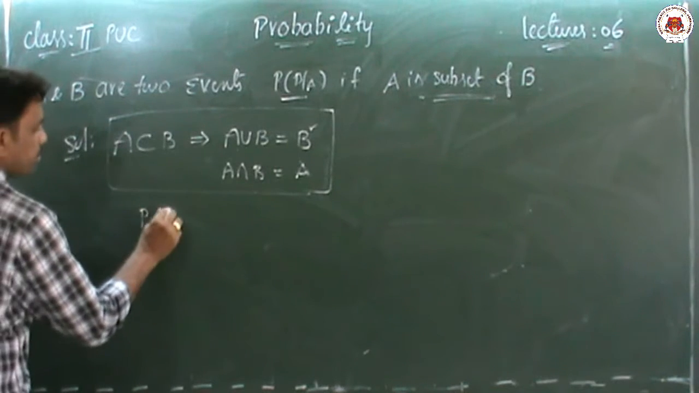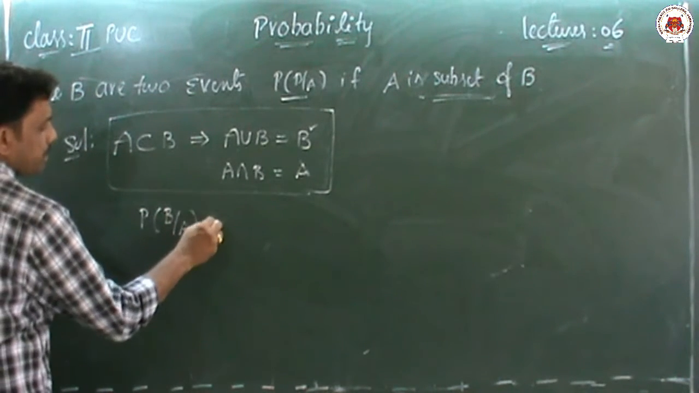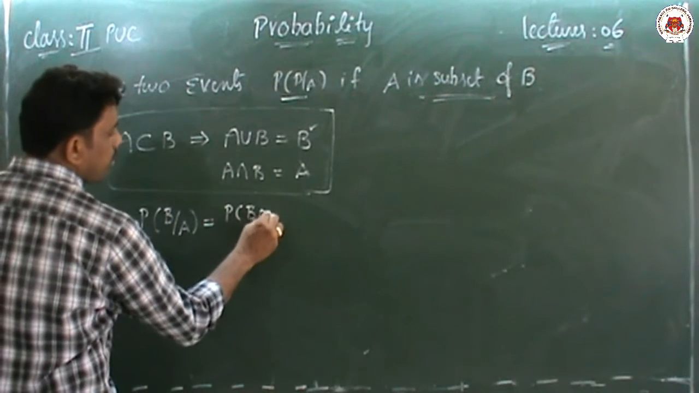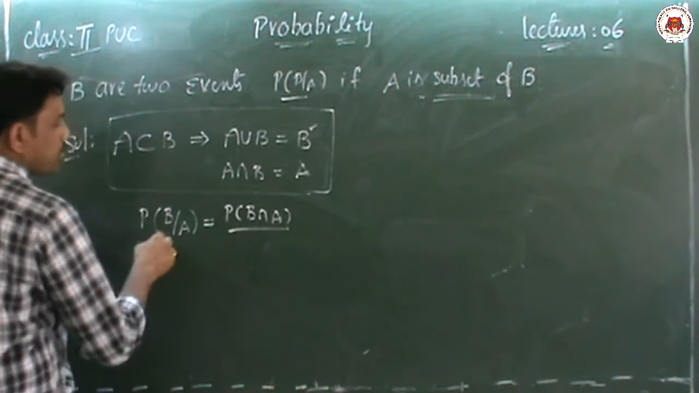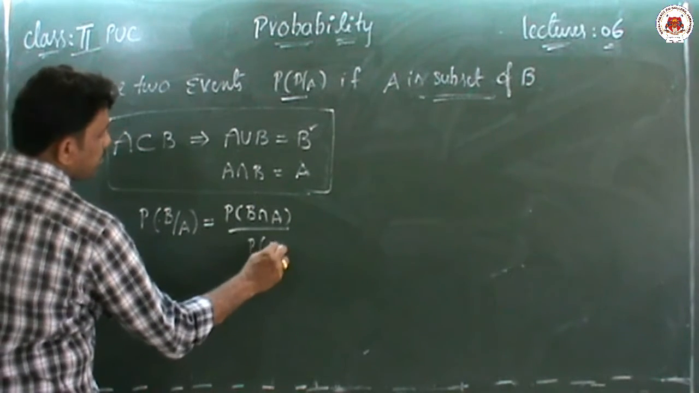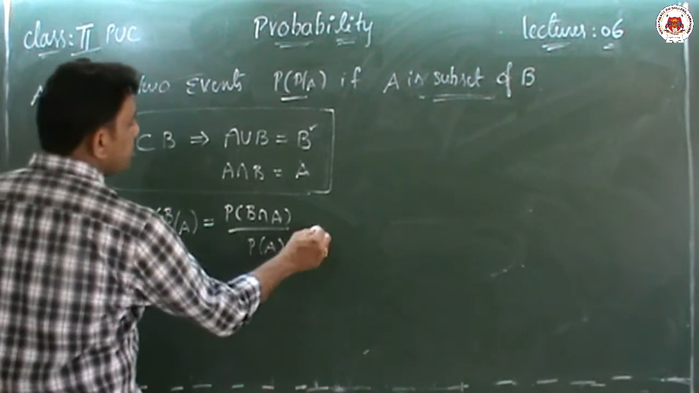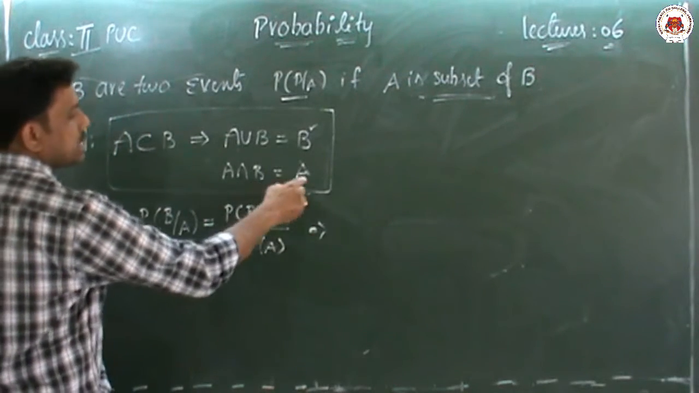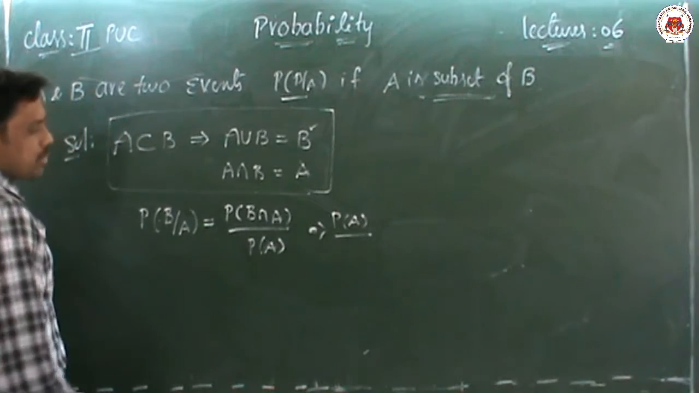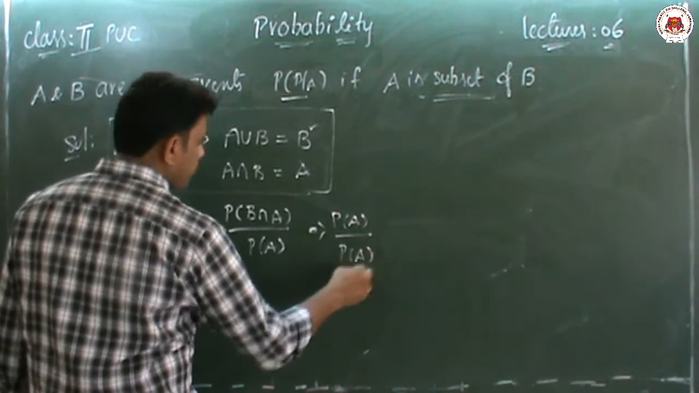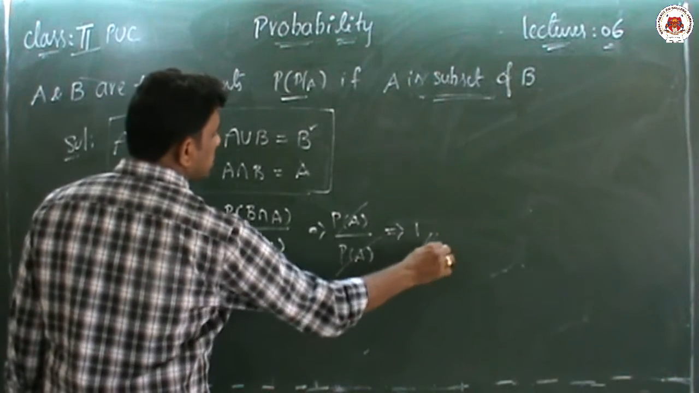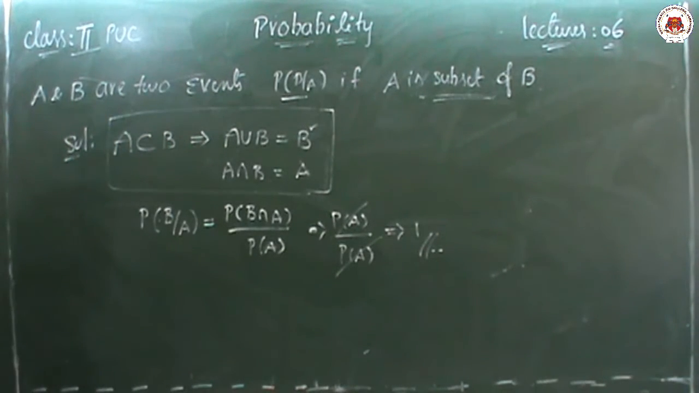Now we have to find P of B by A. The formula is the conditional probability formula: P of B by A means P of B intersection A by P of A. But we already know that B intersection A is nothing but A. So we can replace it with A. So P of A by P of A cancels. Then what is the answer? The answer is 1.